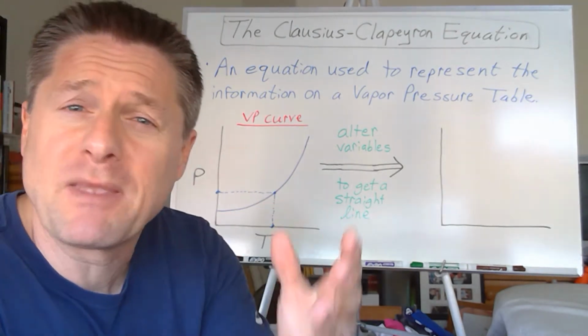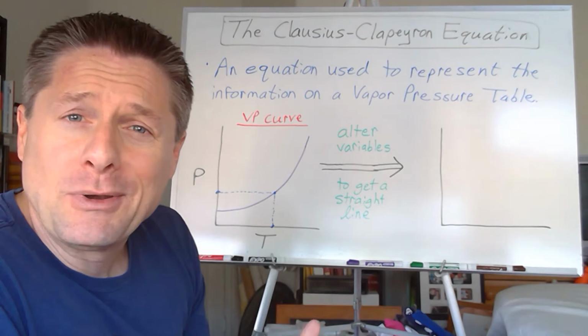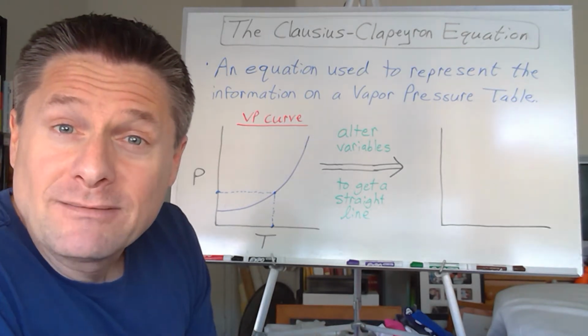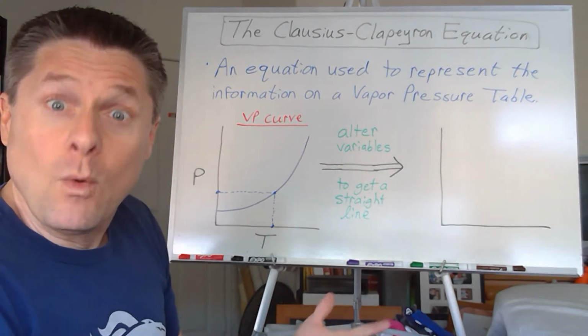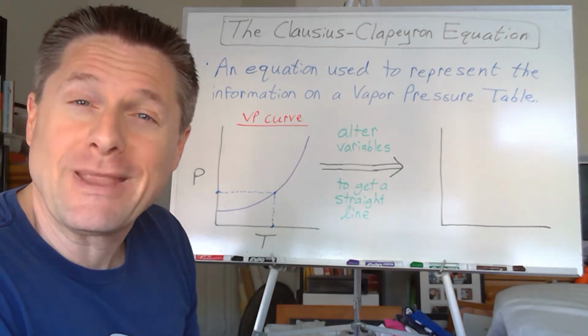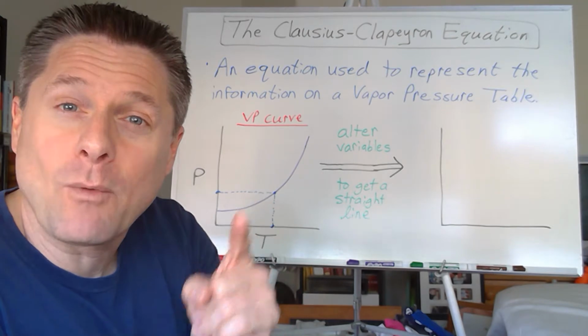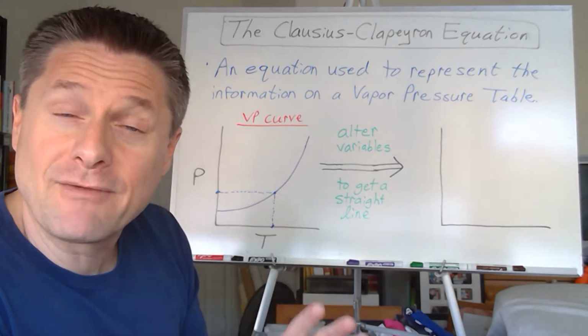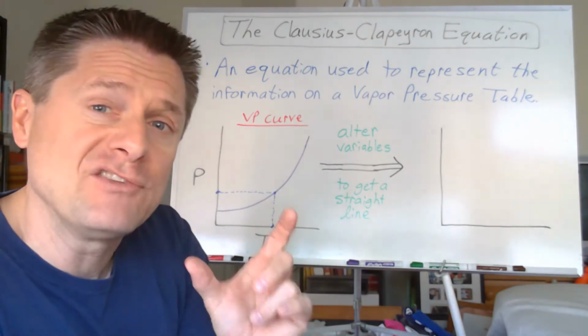And what's the most famous equation you probably learned in algebra, other than the quadratic equation, right? Y equals mx plus b, the equation of a straight line. That is what we're after. And you're going to see this trend through a lot of chemistry and other sciences.